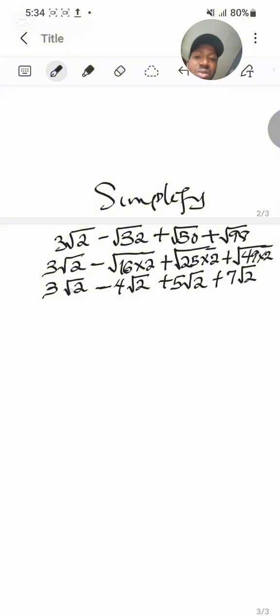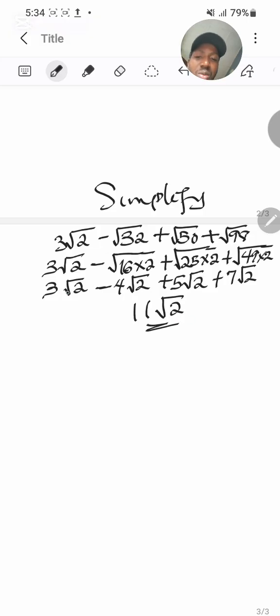Now, just as we had the other time, each of what we get now is carrying root 2 on its own. So 3 root 2 minus 4 root 2 is going to give us minus 1 root 2, or just basically minus root 2. Minus root 2 plus 5 root 2 is going to give us 4 root 2. And 4 root 2 plus 7 root 2 is going to give us 11 root 2. That will be the final answer.